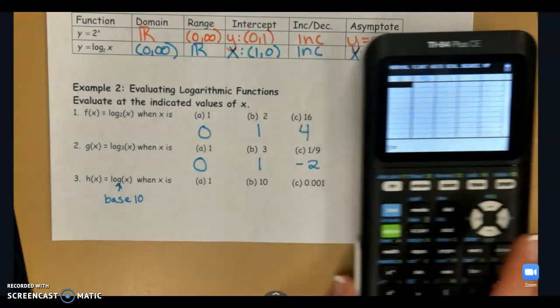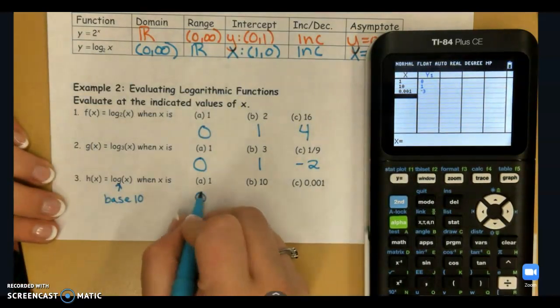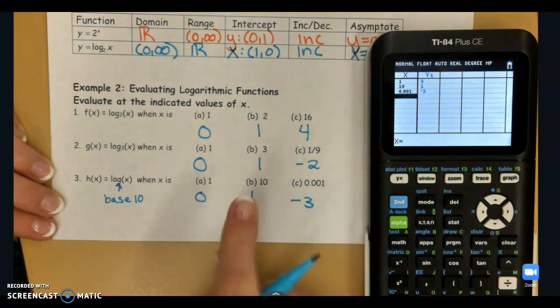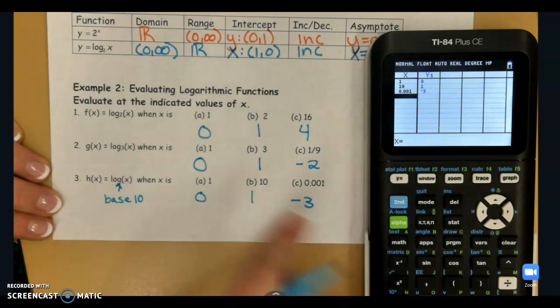And now in my table, I'm going to do 1, 10, and 0.001. What kind of output do you think we're going to get for this? If you guessed negative, you are correct. So again, when I went from a number bigger than 1 to a number less than 1 for my input, my output became negative.